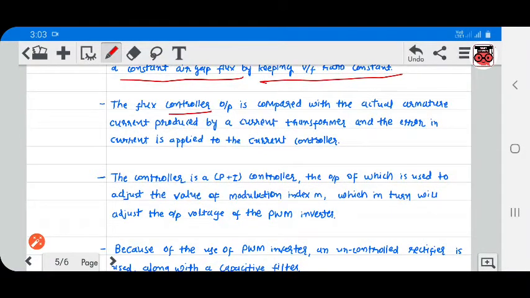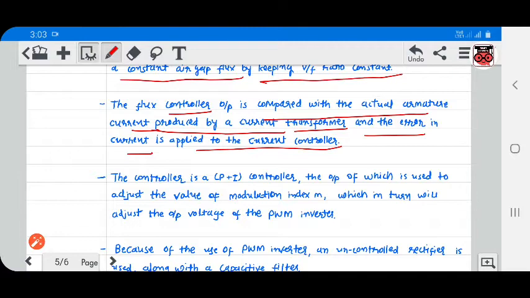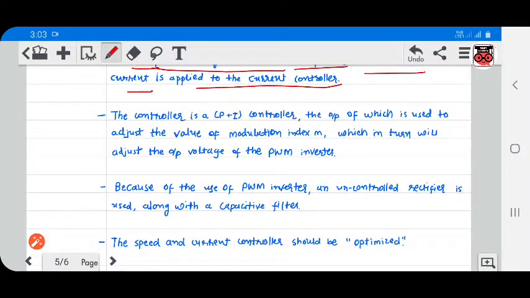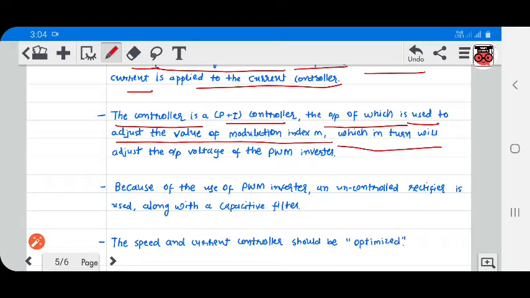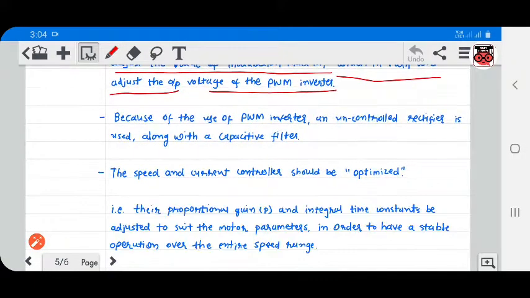The flux controller output is compared with the actual armature current produced by a current transformer, and the error in current is applied to the current controller. The controller is a P plus I controller, the output of which is used to adjust the value of modulation index M, which in turn will adjust the output voltage of the PWM inverter. Because of the use of a PWM inverter, an uncontrolled rectifier is used along with a capacitor filter.